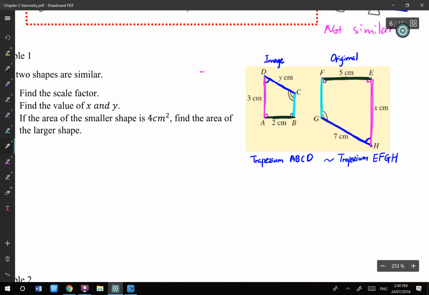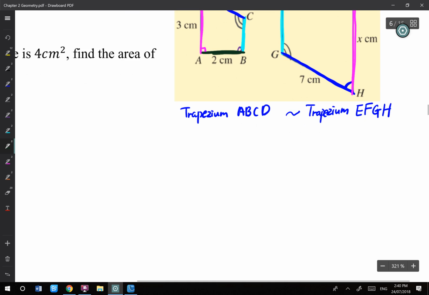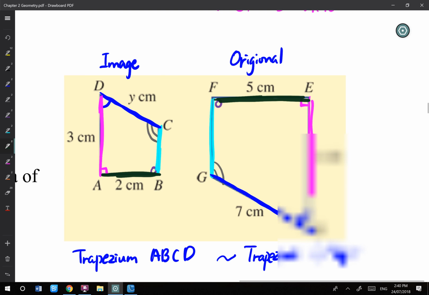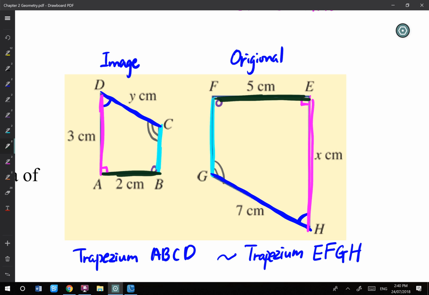Now I said find the scale factor. The scale factor is any length on the left hand side over any length on the right hand side with corresponding side. For this light blue one, I don't have any values, so I can't use this pair. For the black one, I have 2 and 5.